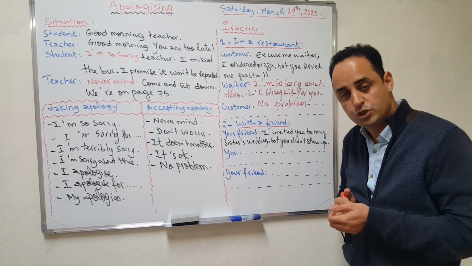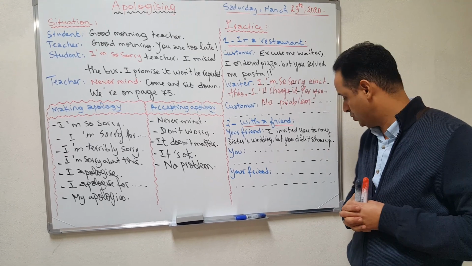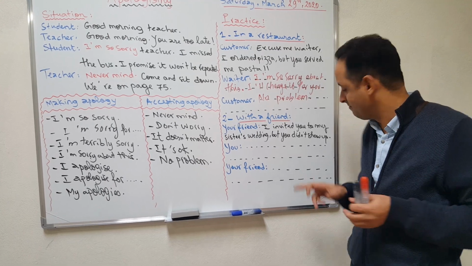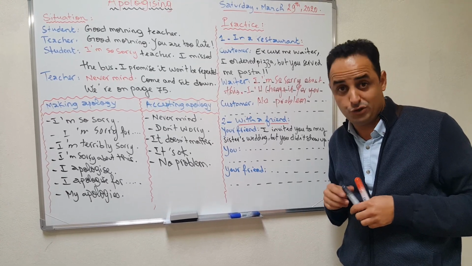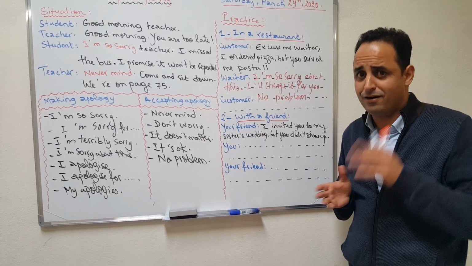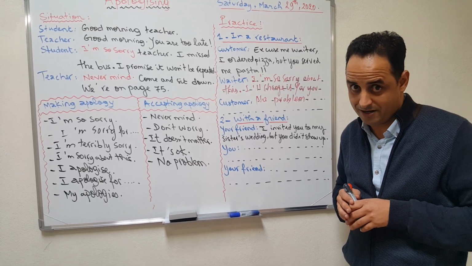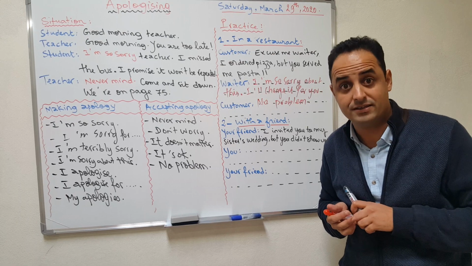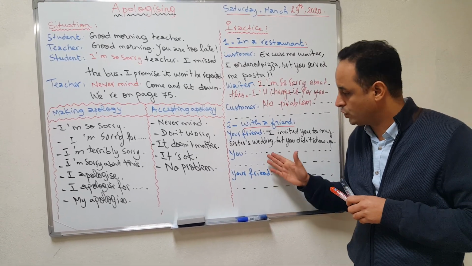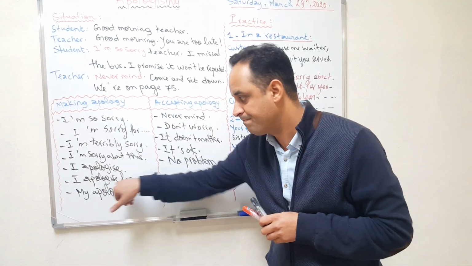Great. Switch to number 2 with a friend. Your friend says, "I invited you to my sister's wedding, but you didn't show up." Show up is a phrasal verb, by the way, which means you didn't come. Okay, you didn't attend. So here you are in a situation where you are supposed to apologize because you didn't go to your friend's sister's wedding and he invited you to that. You're going to use an expression of making an apology. Let's say, for example, I apologize.